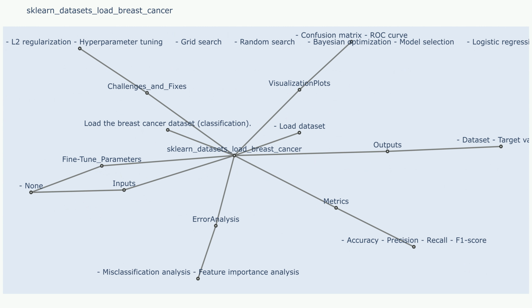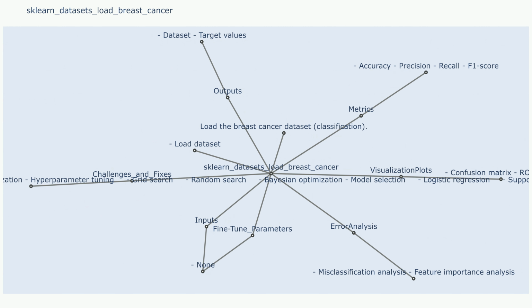Challenges and fixes. Challenge 1: class imbalance. The dataset has a significant class imbalance, with more benign samples than malignant samples. Sample use case that resulted in challenge 1: a model trained on this dataset might be biased towards predicting benign tumors, leading to poor performance on malignant tumors.